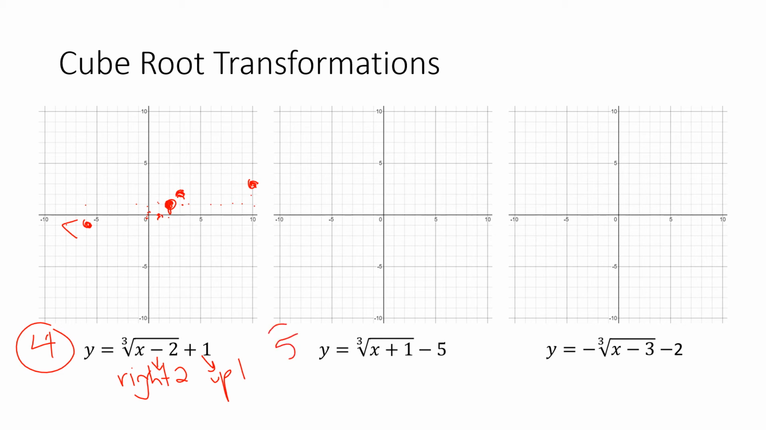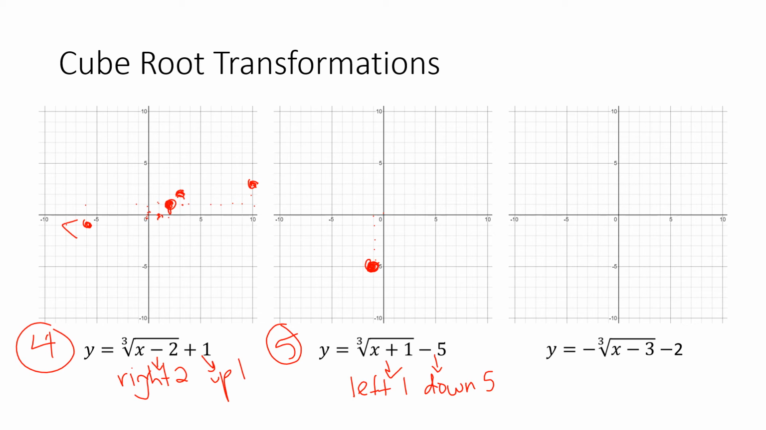Example 5 here. So x plus 1 we know is going to move our entire graph to the left 1, and the minus 5 is going to move our entire graph down 5. So instead of starting at 0, 0, we go left 1 and down 5. Okay, so left 1, down 5. That is my new midpoint. So I'm going to start from this point every single time as I follow the cube root pattern.